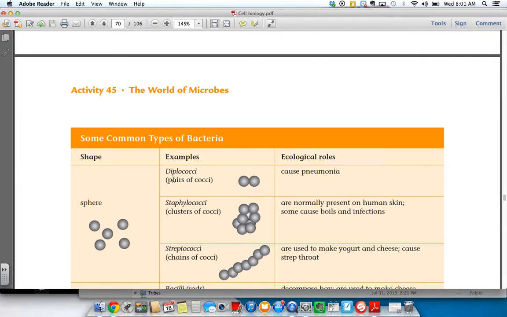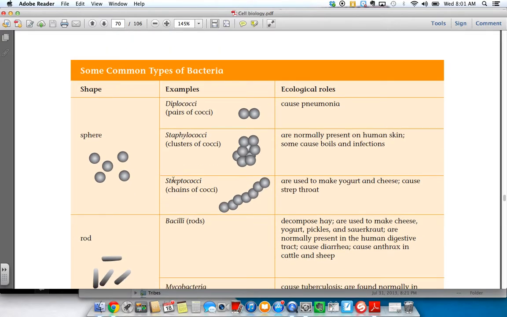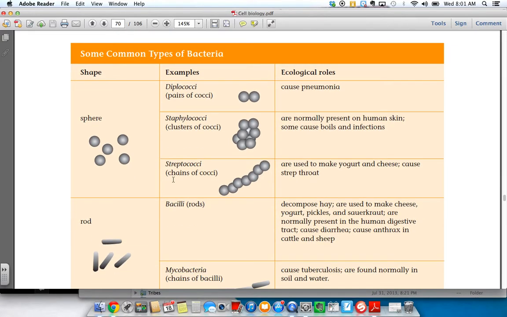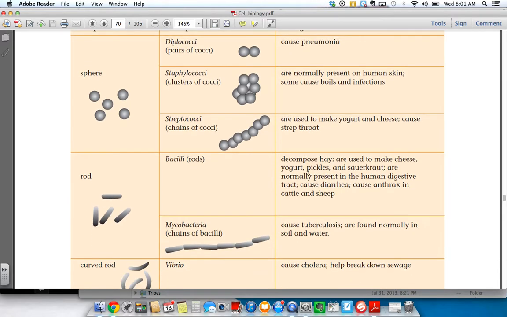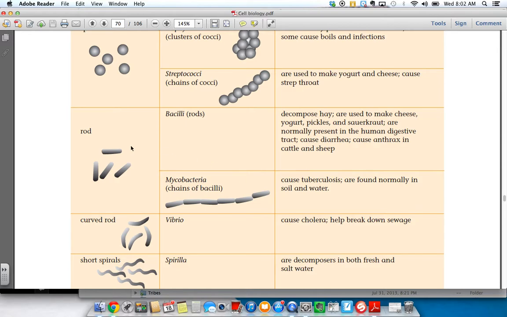Here's the chart that they were talking about. You can see that here are some common types of bacteria. The sphere, you can see some there. Some are familiar to you. Streptococcus cause strep throat. You can see the rod shapes, bacilli, and mycobacteria.